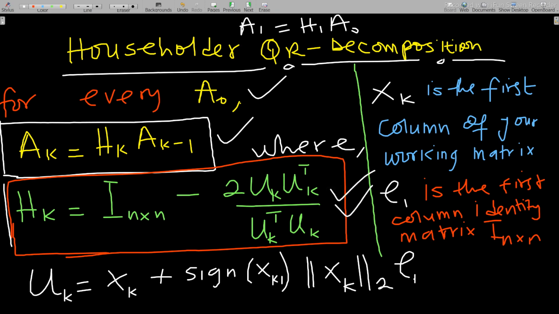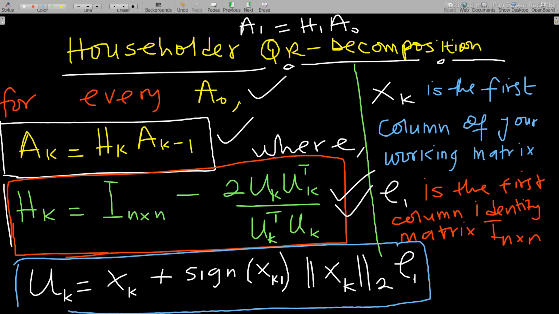Here you have I, the n by n identity matrix, minus 2 U_K U_K transpose over U_K transpose U_K. This is the formula, so you have to know these formulas by heart. Where U_K is given as S_K plus the sign in front of S_K1, then the modulus of S_K, that is the 2 norm, times E1, where I've also explained S_K. It's just a simple formula. It's very long, though, but this is the actual formula.